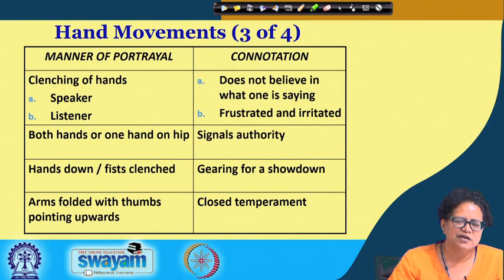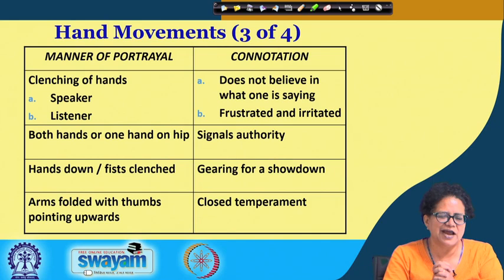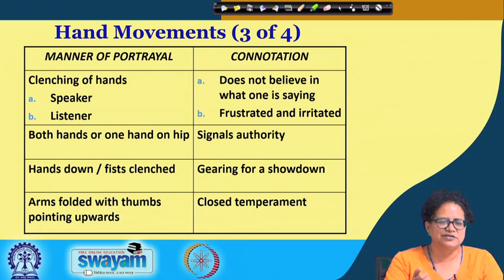Let us come to the third chart. The manner of portrayal, clenching of hands. If the speaker is clenching the hands, the speaker is actually not believing what he himself is uttering. And if the listener is clenching the hand, "Are kab chodega mujhe, when will I leave?" Frustration and irritation.